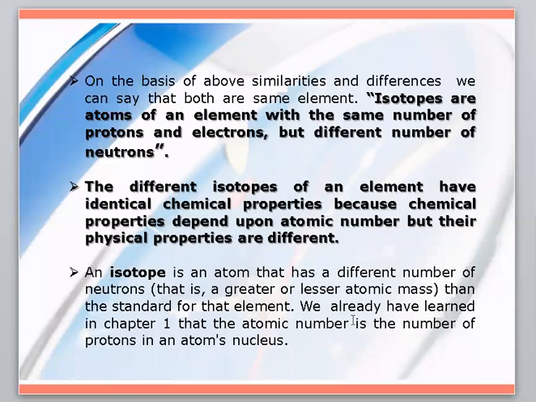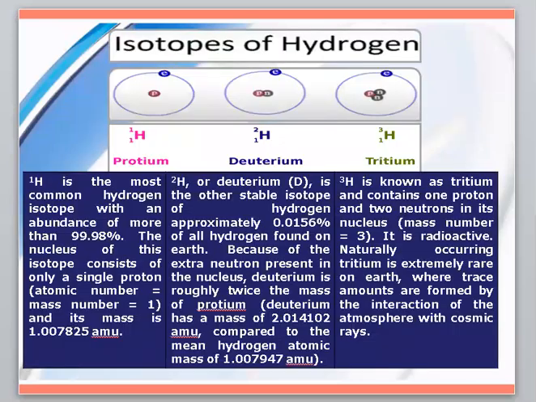We have already learned that atomic number is the number of protons in an atom's nucleus. Now come to the isotopes of hydrogen. There are three isotopes of hydrogen; every element has isotopes. First, hydrogen. There are three types of isotopes of hydrogen: protium, deuterium, and tritium.